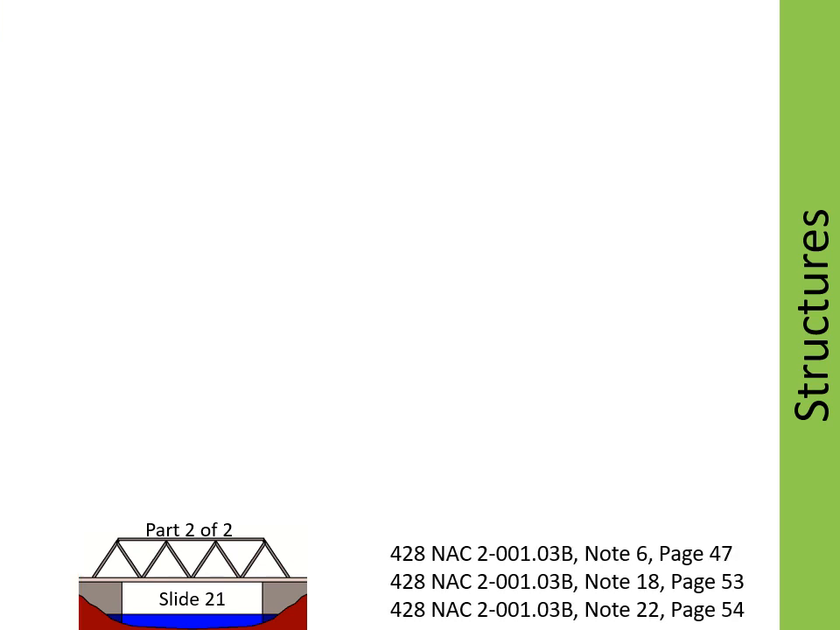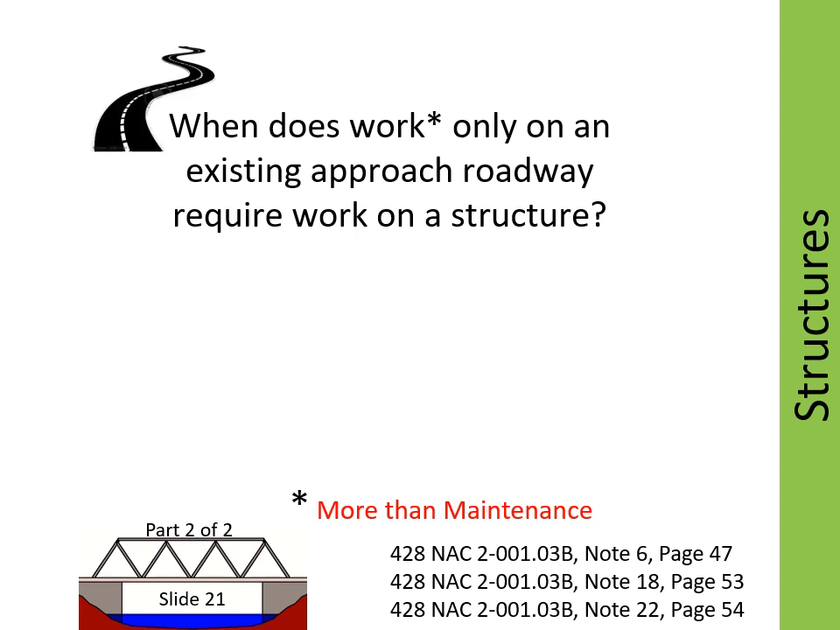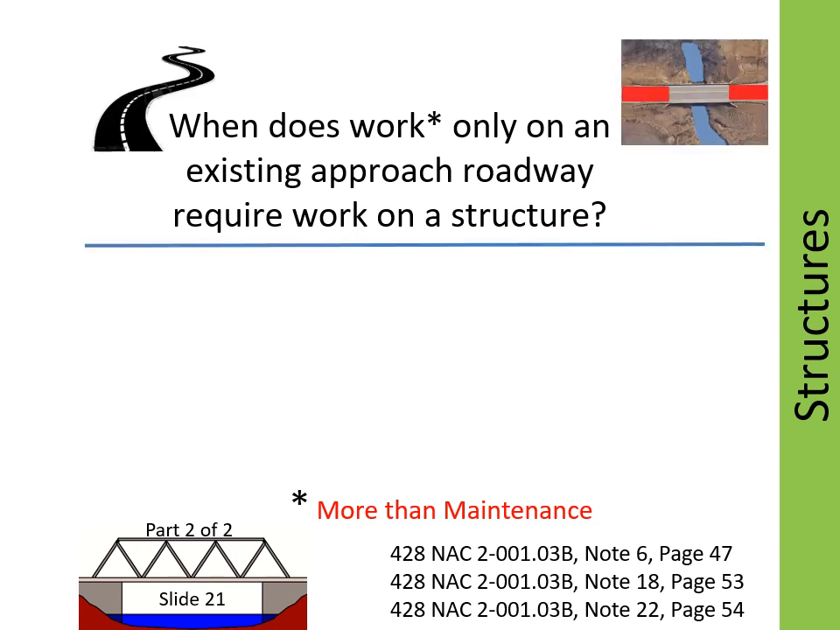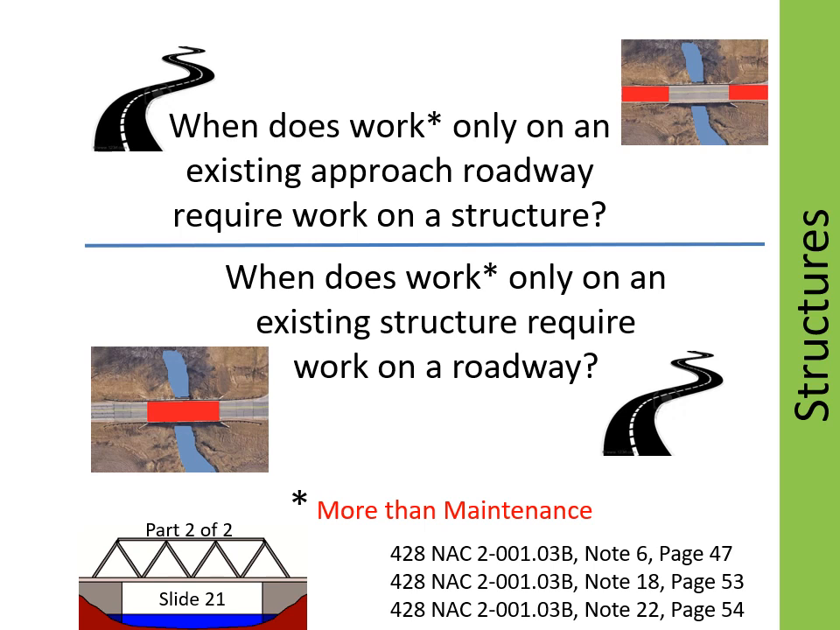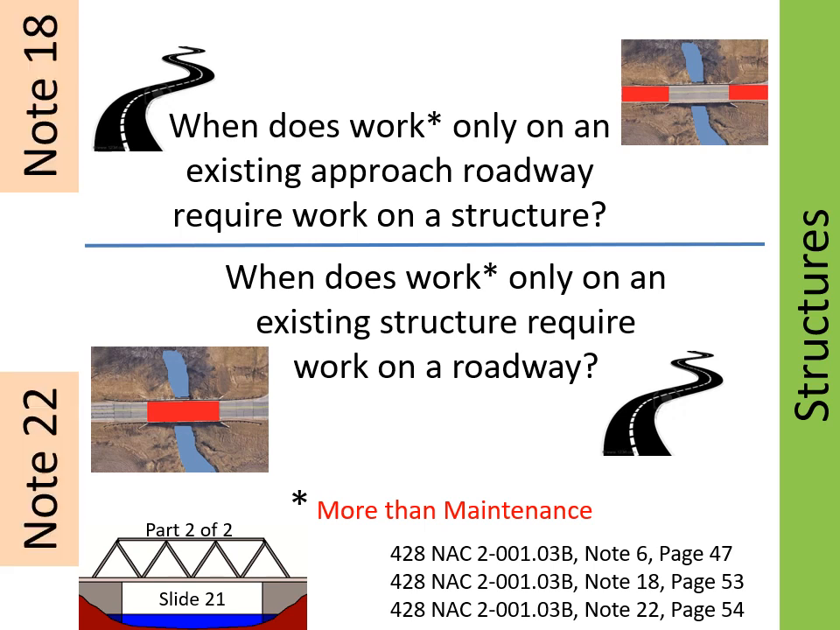There may be a misconception that standards for roads and bridges are 2 mutually exclusive separate standards. That way of thinking is not correct. With notes 18 and 22 on pages 53 and 54 respectively, the board provides requirements which coordinate roadwork and bridge work. Note 6 at the bottom of page 47 may also come into play in deciding a scope of work. Work on a road could result in work on a structure, and work on a structure could result in work on a road or street. The following slides discuss this.